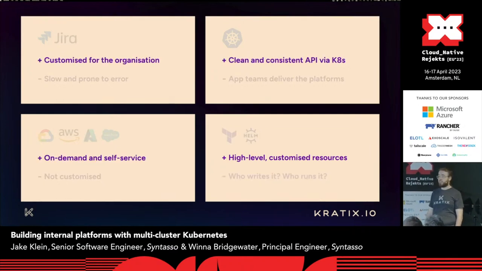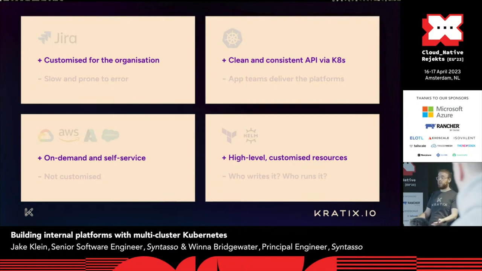So what you really want is the best of all of these four scenarios. You want a platform that is customized for your organization, so the platform team can put their organizational needs into the requests. You want it to be on-demand and self-service. I want to be able, as an application team, to get what I need when I want it. I want to be able to consume it via a clean and consistent API. And I want what I consume to be through a high-level API. You know, a lot of people don't want to say, I want a Redis, and here's the configuration for that Redis. They might just say, just give me a Redis. I don't really care how it's configured.